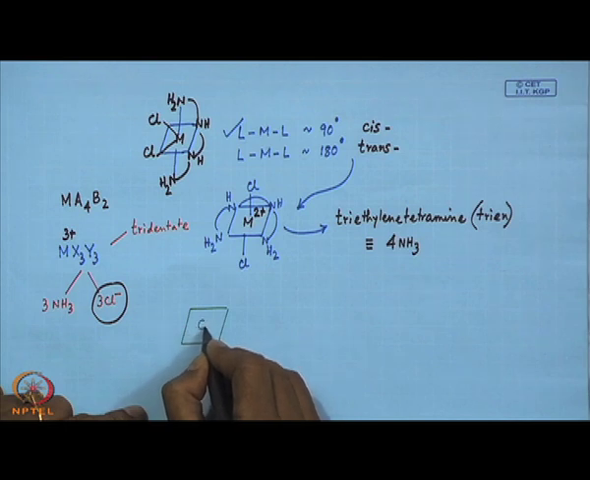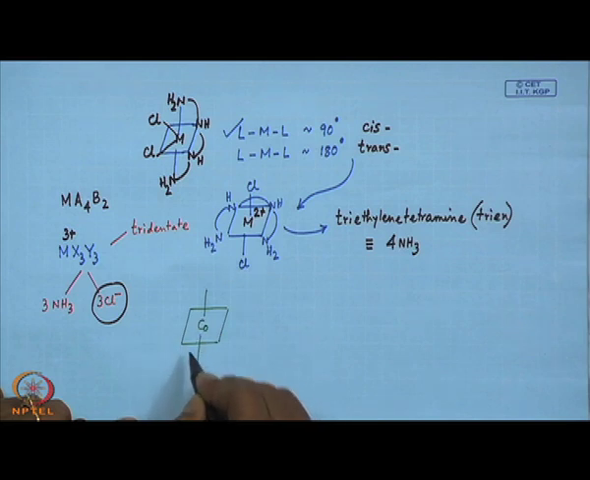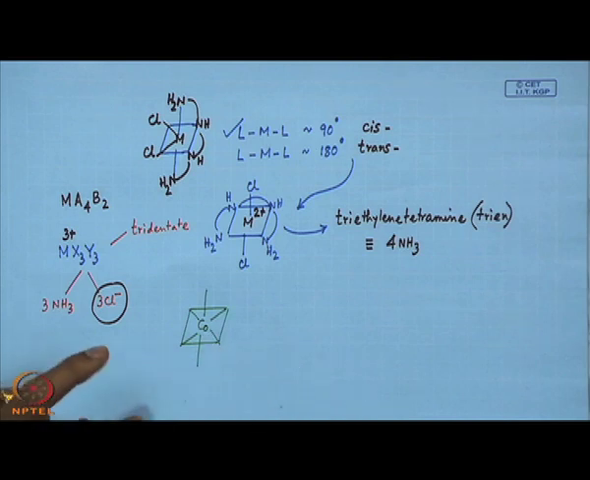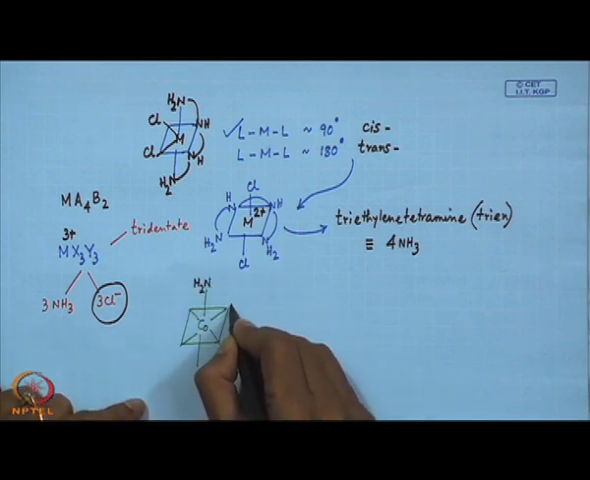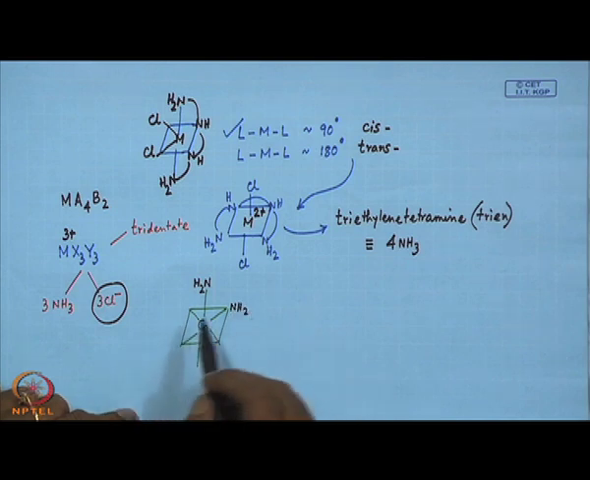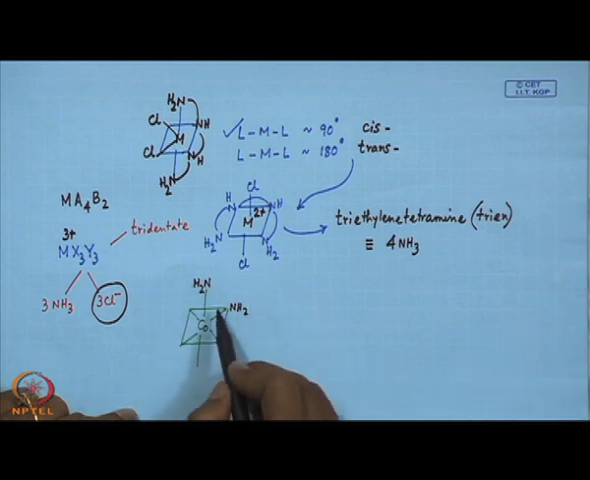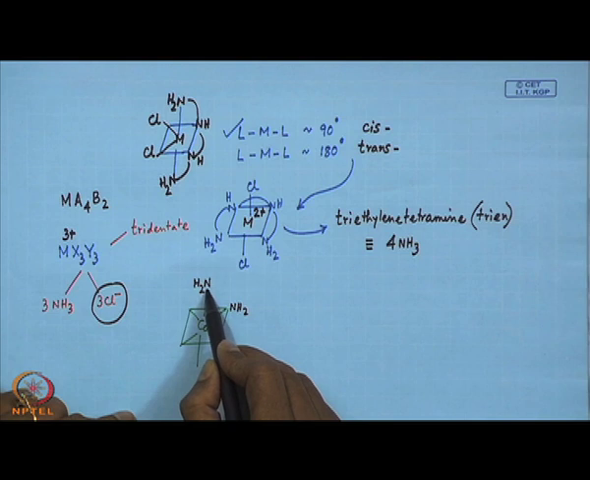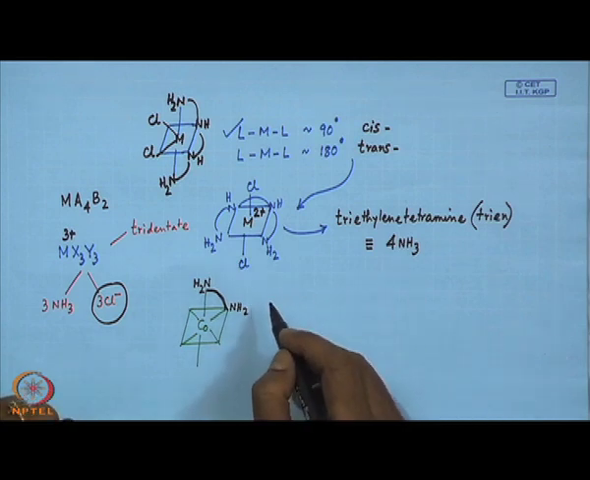Similarly, if we have the cobalt center, which is going to form 6 bonds, and we have the ethylene diamine, this is coming from above the square plane and this is the back side of that particular plane, that means the plane of the paper. So, we have this arrangement, that means one binding of this NH2 group.